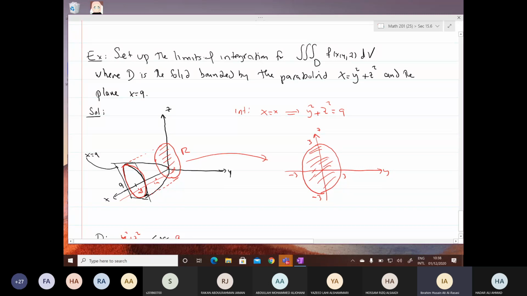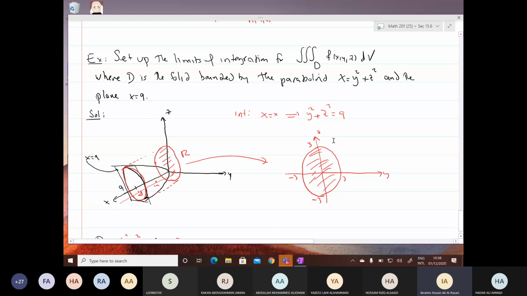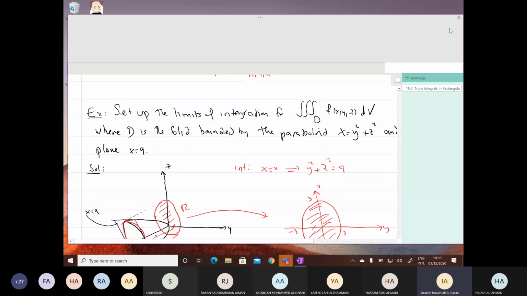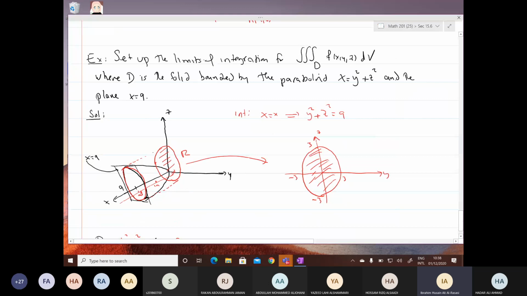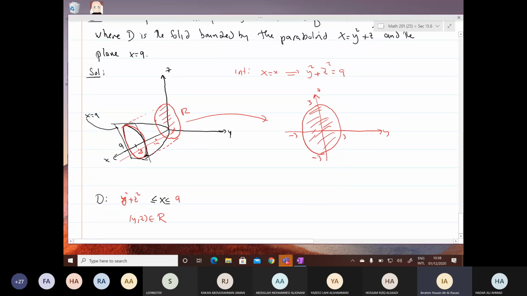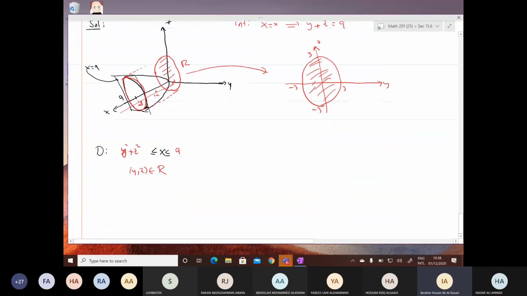So this is H, the region. Now I need to describe R. I know now the limits of X. Those are the limits of X. What remains is dy dz. This is R. So you need to describe this region here. How to describe this region? Do you want rectangular or polar?